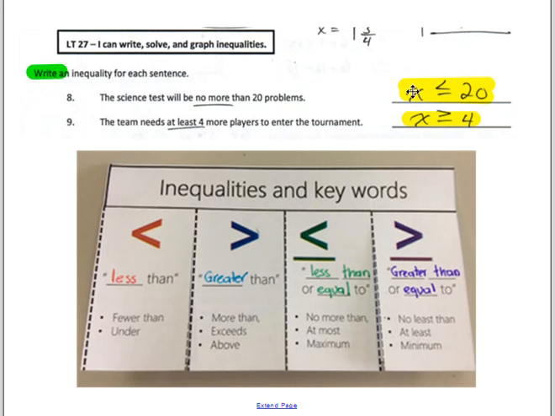And you could use different variables. You could use P for players. You could have used P for problems in that one. Again, the variable doesn't really matter. What's more important is that you've got the right inequality and the right number.